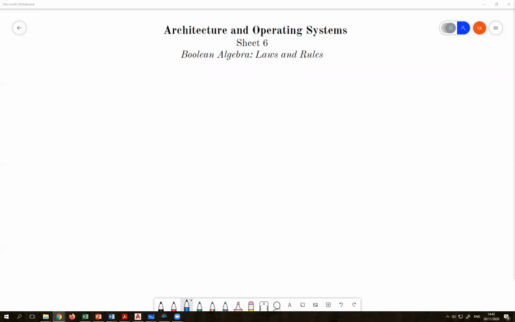We are in week 6 and today I'm going to talk about Boolean algebra, its laws and rules. But first of all, what is Boolean algebra? Boolean algebra is the branch of algebra in which the values of the variables are true or false, or let's say 1 and 0. And instead of elementary algebra, the main operators and operations are AND, OR, and NOT.